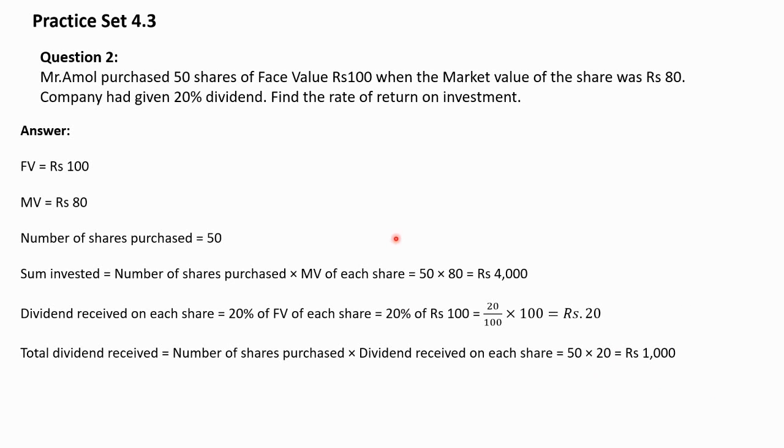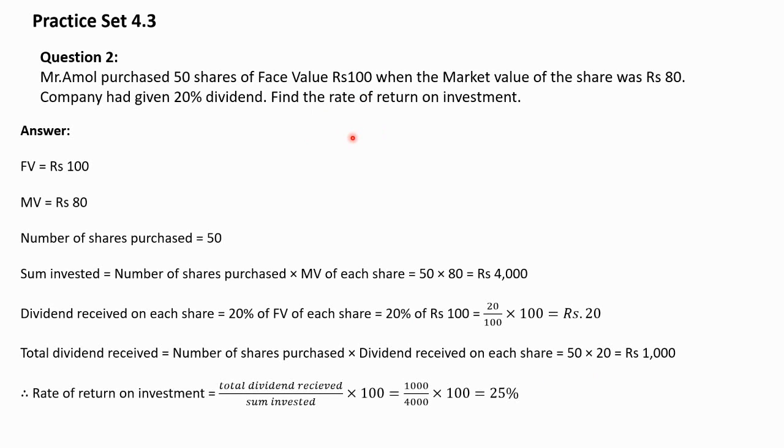Now we are not yet finished with the sum. We need to find the rate of return. So rate of return formula is equal to total dividend received divided by sum invested into 100. Total dividend received we just found out, that is 1000, upon sum invested, which we also found out, that is 4000. So 1000 upon 4000 into 100, and that will be 25%. So Mr. Amol got 25% rate of return on his investment. So he invested 4,000 rupees and he got 25% profit, that is 1,000 rupees profit. Thus, the rate of return on investment is 25%.